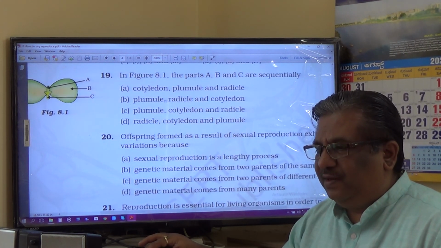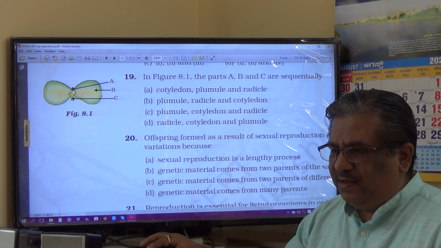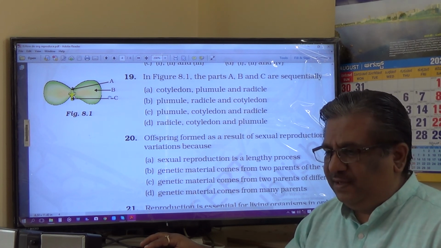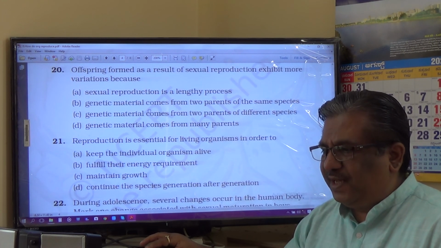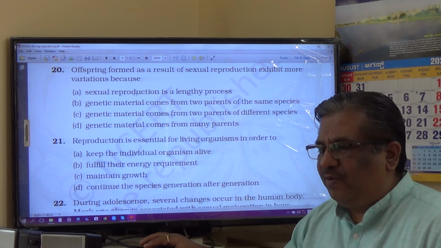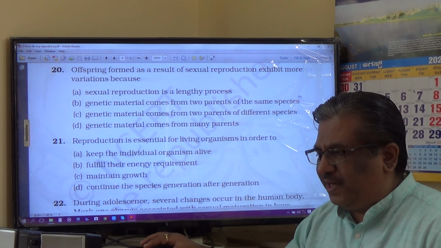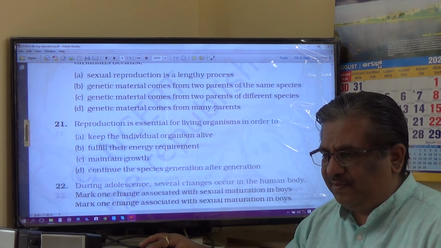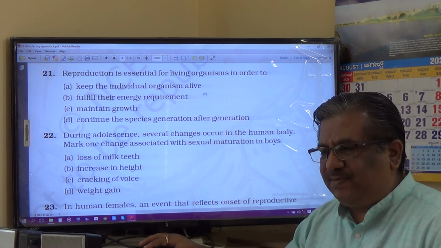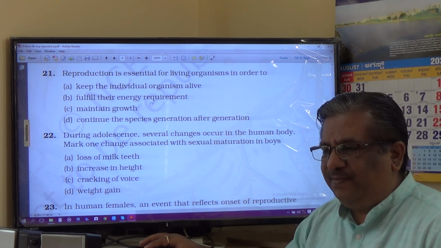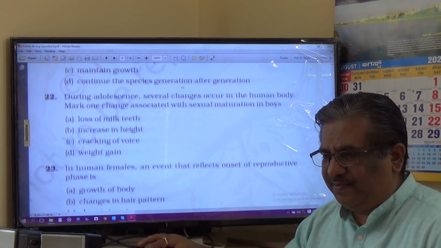In figure 8.1 here, parts A, B, C are sequentially A, plumule, B, cotyledon, C, radicle. You identify yourself. Next. Offsprings formed as a result of sexual reproduction exhibit more variations because sexual reproduction is lengthy. Wrong. Genetical material comes from both the parents, from 2 parents of the same species. That should be the answer for this. Reproduction is essential for living organisms in order to keep the individual organisms alive, fulfill their energy requirement, maintain growth, continue species generation after generation. That should be the answer for this.